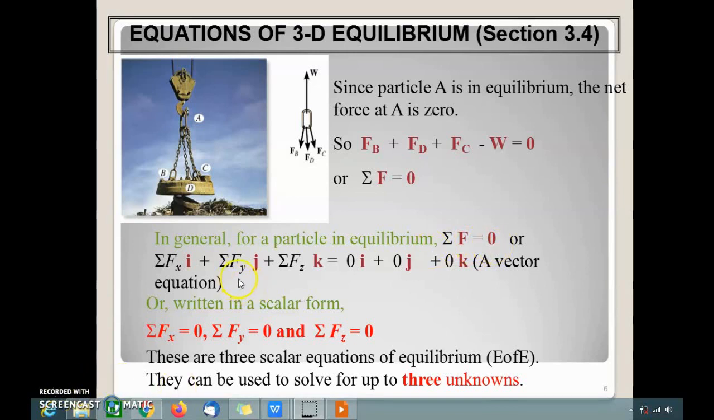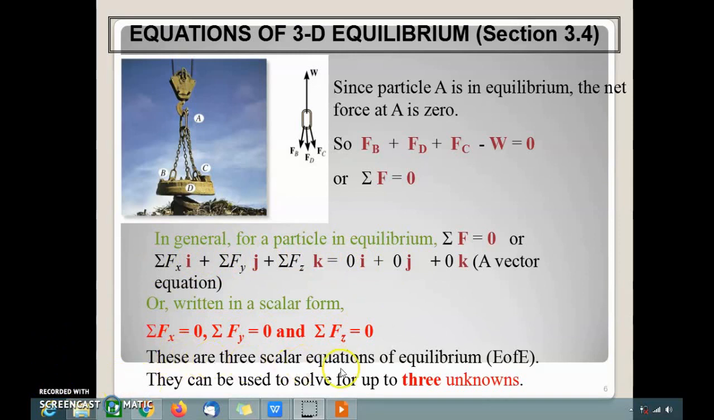In 3D equilibrium, the vector equation has three components, which are i, j, k, or force in the x direction, force in the y direction, and force in the z direction. The total of these forces is equal to 0. Or we can write it in scalar form like this: summation of Fx is equal to 0, summation of Fy is equal to 0, and summation of Fz is equal to 0. Keep in mind that this is the scalar form and this is the vector form, or we can call it a Cartesian vector form.